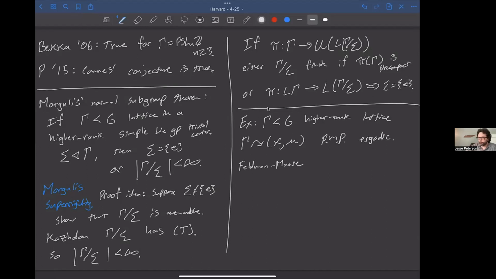Whenever you have a PMP ergodic action, you get an equivalence relation coming from the orbits of this action. So the equivalence relation is just going to be the set of all pairs x and gamma x, such that x is in X and gamma is in Gamma. And from this equivalence relation, you can construct a von Neumann algebra. If you think of this equivalence relation as a groupoid, you can imagine that there's some sort of generalization of the group von Neumann algebra construction. And that's exactly what Feldman and Moore did.